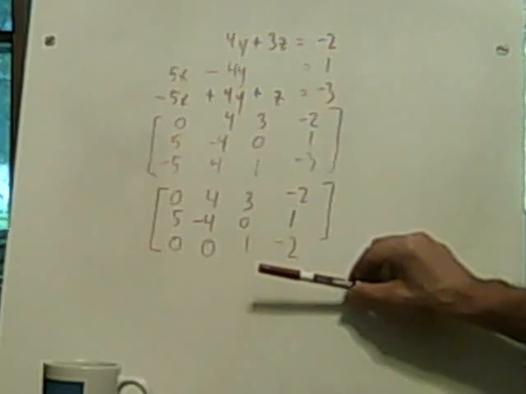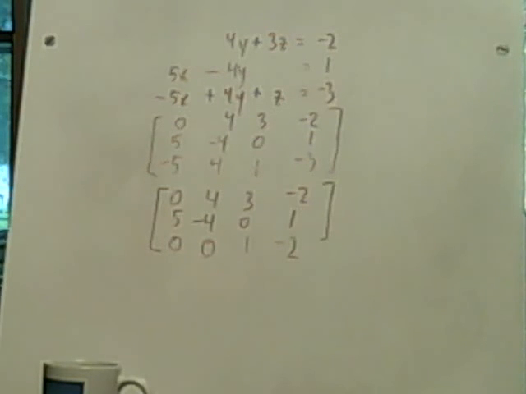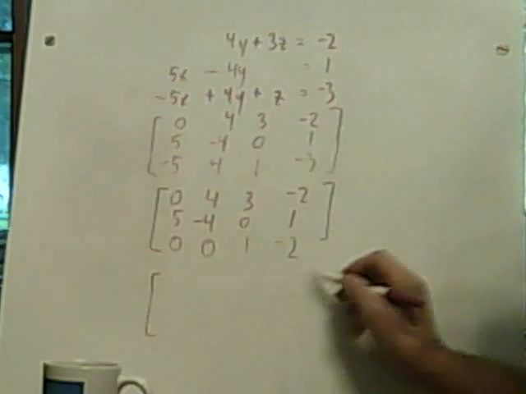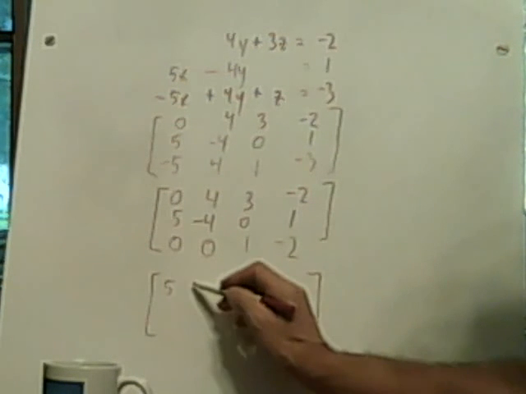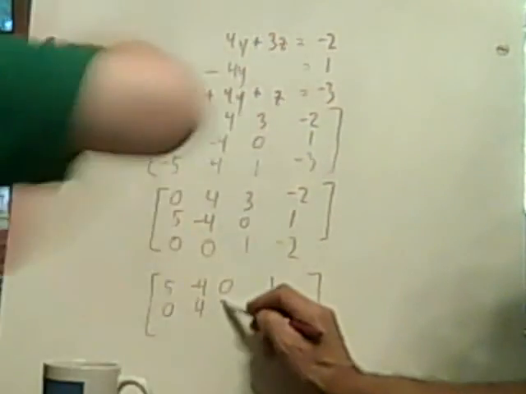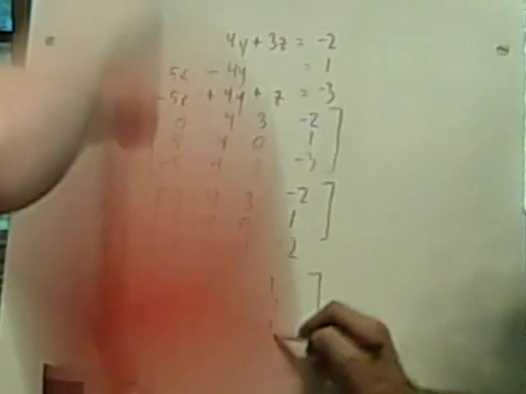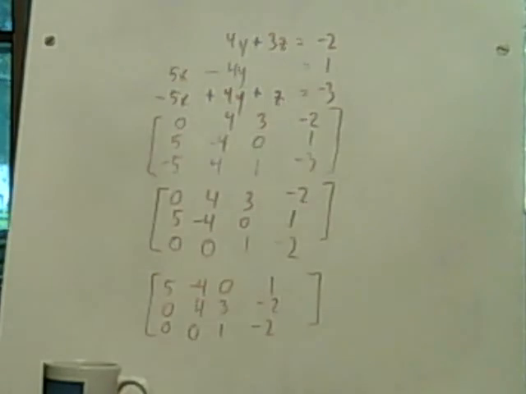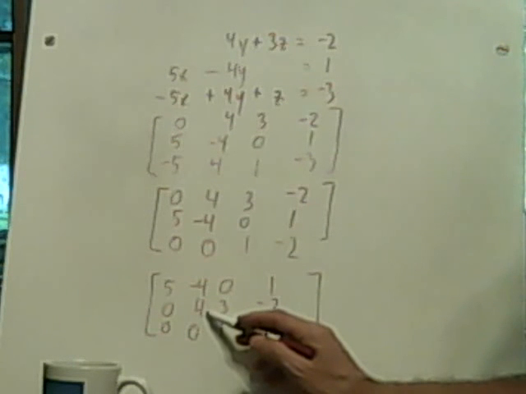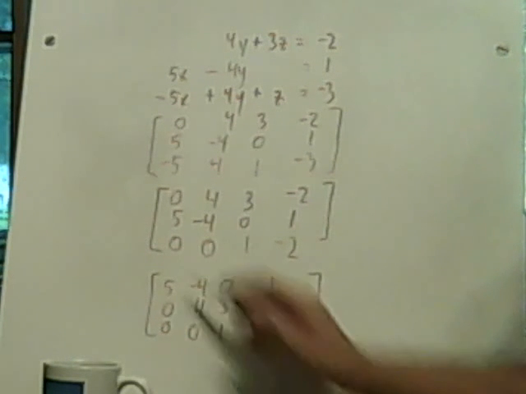So now what I'm going to do is swap the first and the second equation, and that's going to give me something that is diagonal. It's going to be 5, negative 4, 0 and 1, 0, 4, 3, and negative 2, 0, 0, 1, and negative 2. Okay, don't block it now, because people want to be able to see the equations. Okay, now look at that. That is diagonal. So if I divide the second equation by 4 and the first equation by 5, that's going to give me exactly the diagonal form that I want.